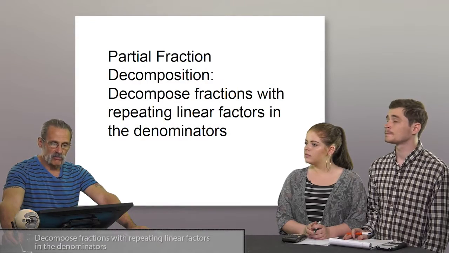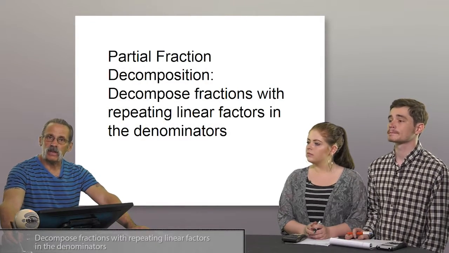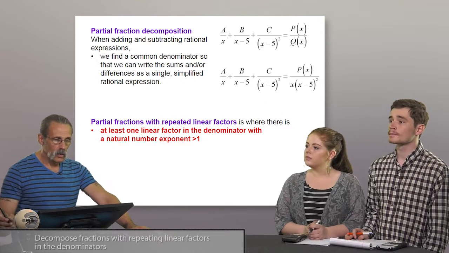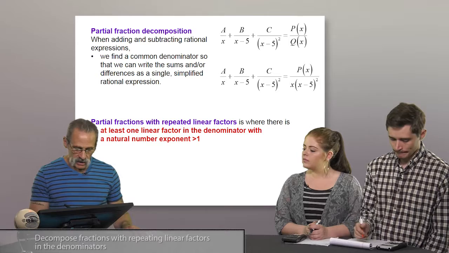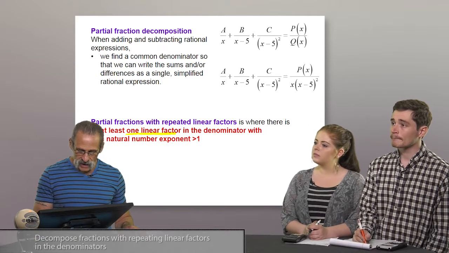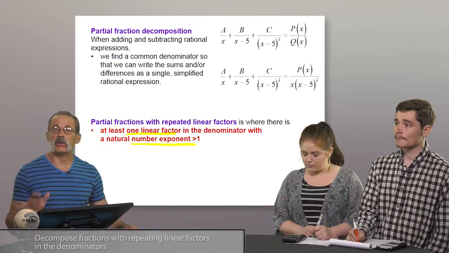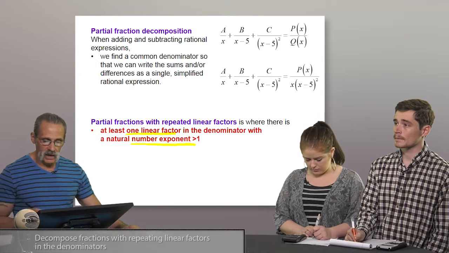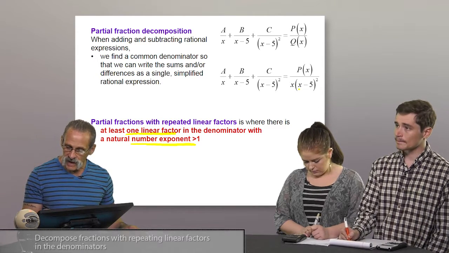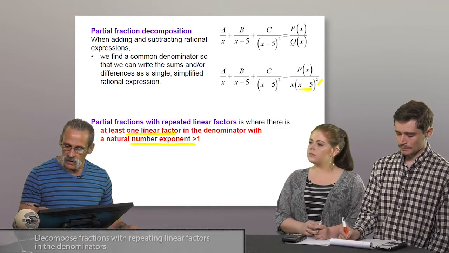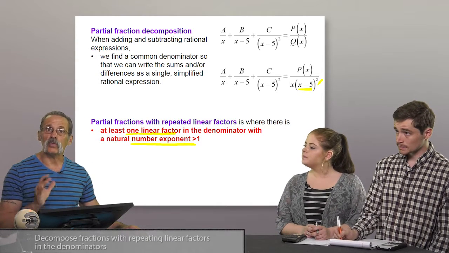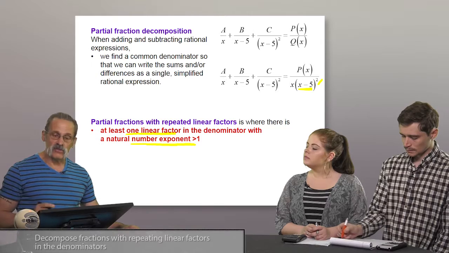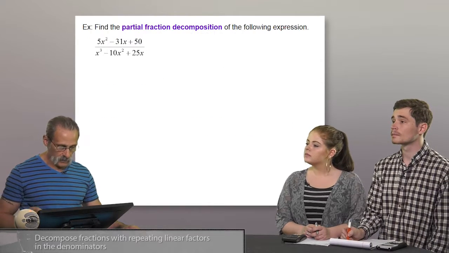Decompose fractions with repeating linear factors in the denominators. We want to look at partial fraction decomposition, but the case we're in is where we have at least one linear factor in the denominator with a natural number exponent greater than 1. And that's what we see here. Here's a linear factor x minus 5, but the exponent is a 2. And so what we're going to do is decompose these particular cases.